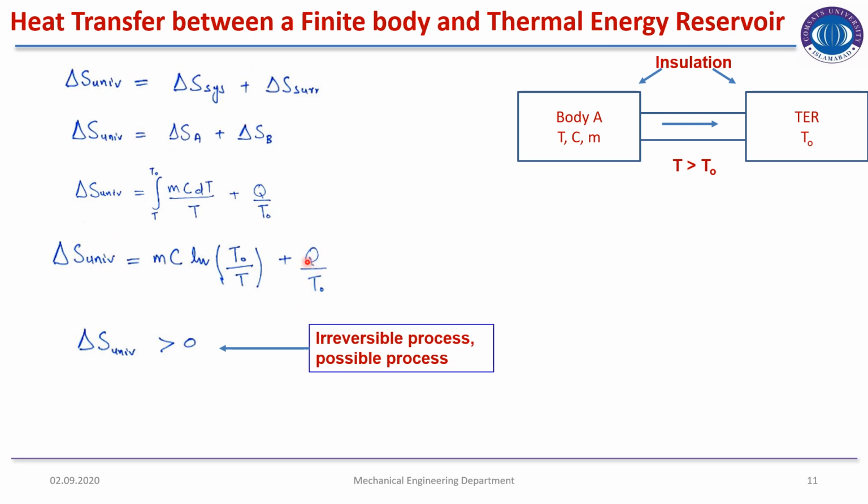So in the entire relation there is no negative sign and all values are positive. Therefore the change of entropy of universe will also be a positive value. That suggests that heat transfer between a finite body and a thermal energy reservoir is an irreversible and possible process.